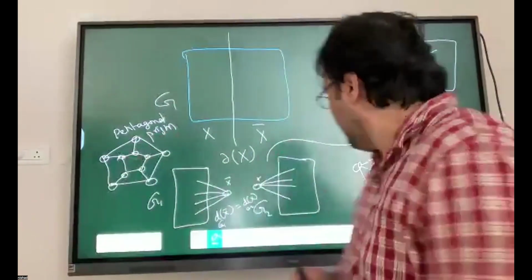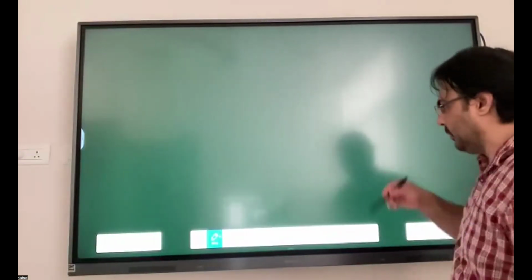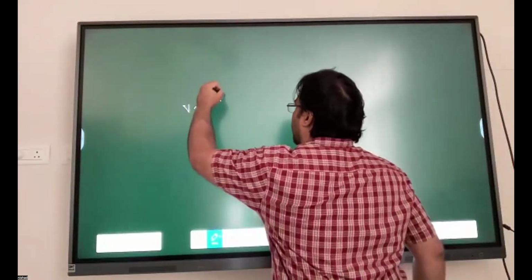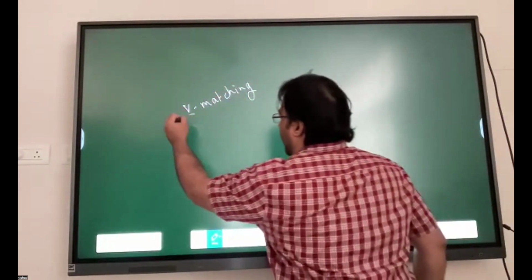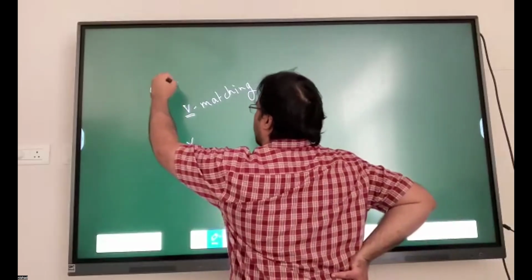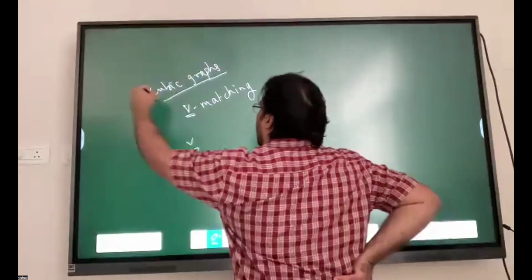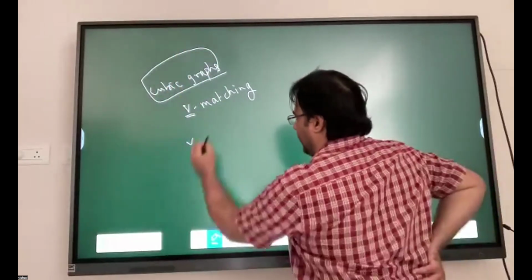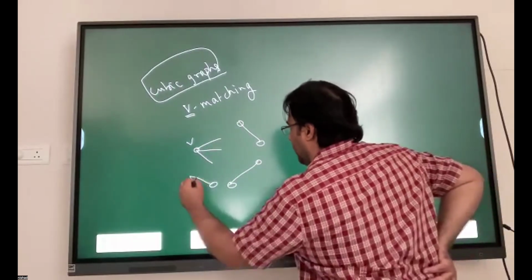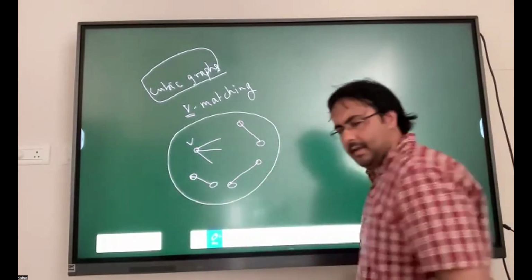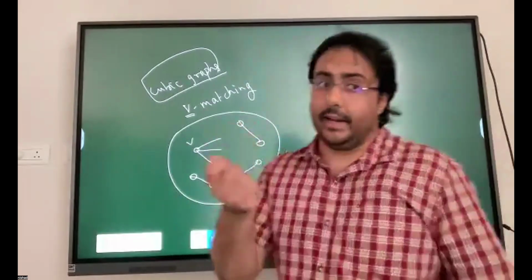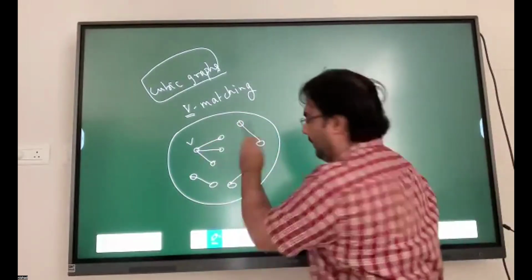Recently, a student of mine looked at this kind of matching. There is a reason for looking at it. I won't go into the reason. So this is called a V matching. What is a V matching? V is a vertex. So V matching means the vertex V, this is particularly studied in cubic graphs. In cubic graphs, you want a V matching. What is a V matching? V will have degree 3. Every other vertex will have degree 1. So it is a spanning subgraph where a particular vertex has degree 3, which is an odd number, and every other vertex has degree 1. This is called a V matching.